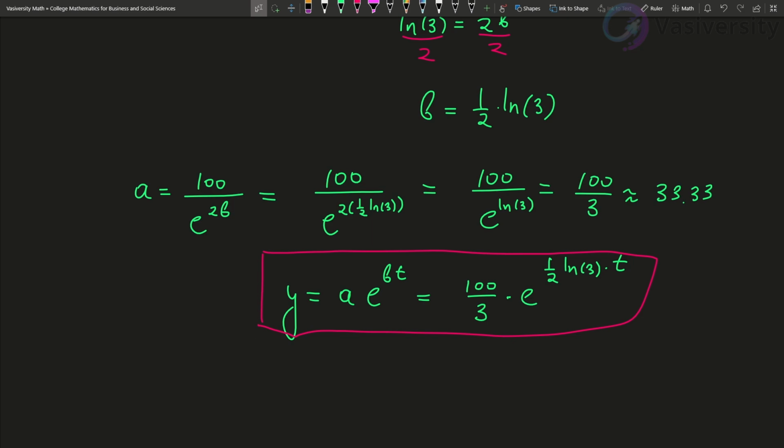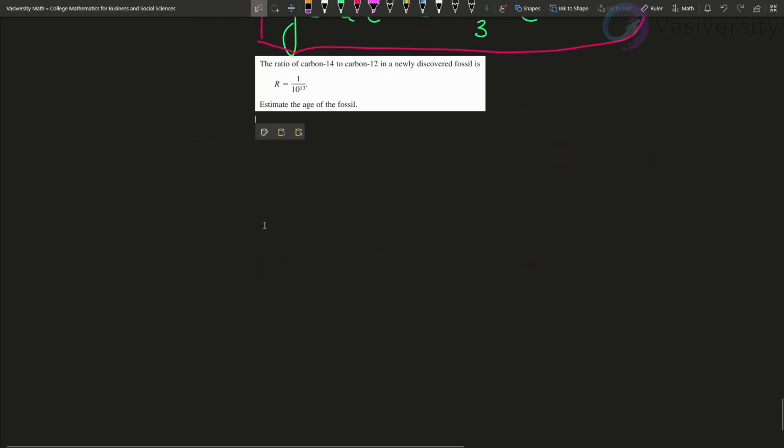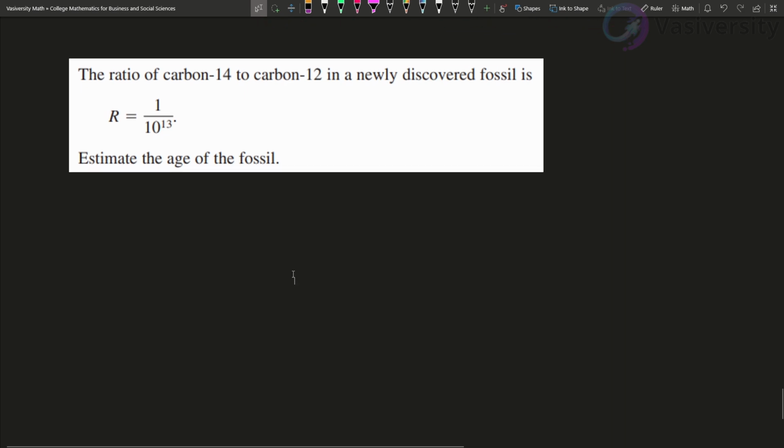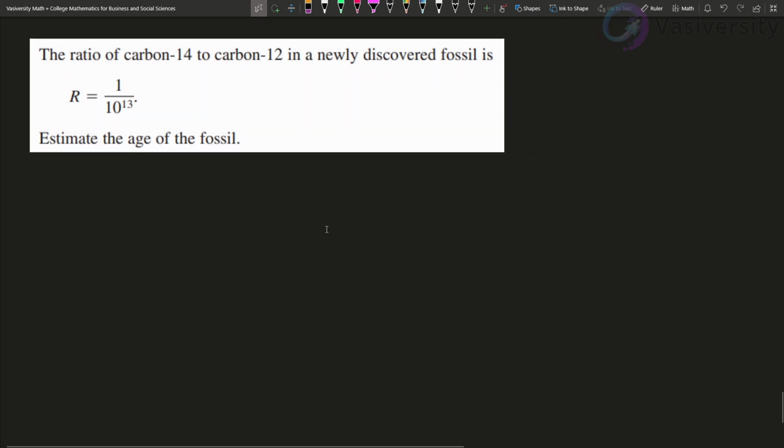Okay, perfect. Now we can also similarly work with the decay models. So let's take a look at the carbon dating of fossils. We have the ratio of carbon 14 to carbon 12 in a newly discovered fossil, and the ratio is 1 to 10 to the power of 13.